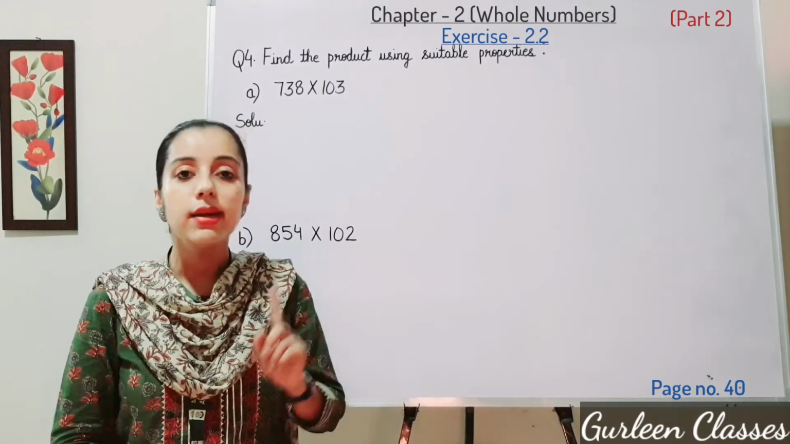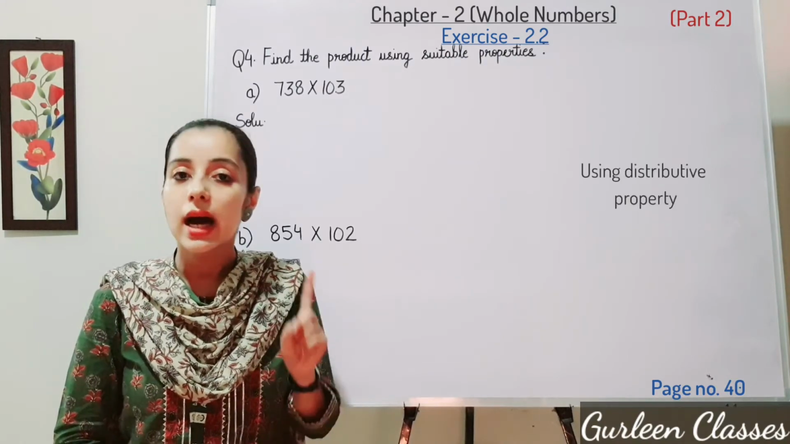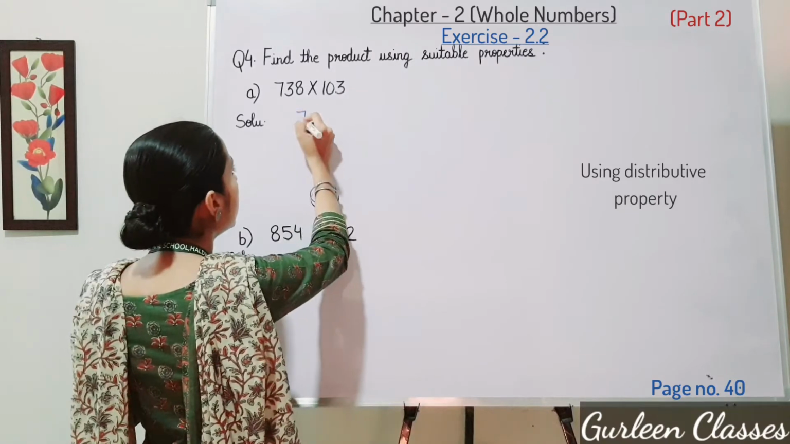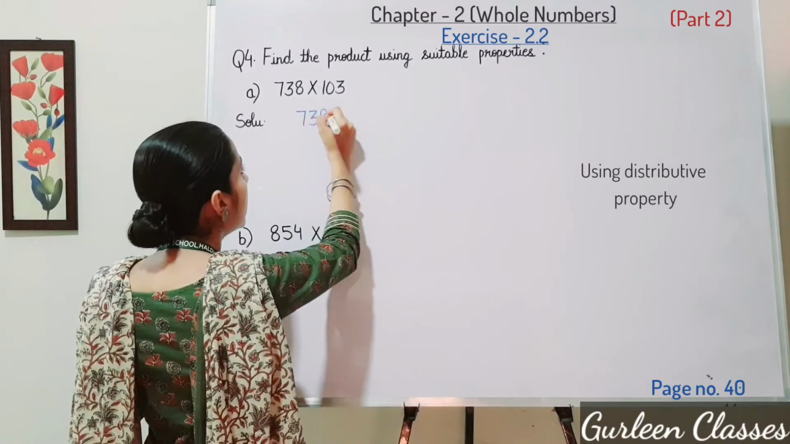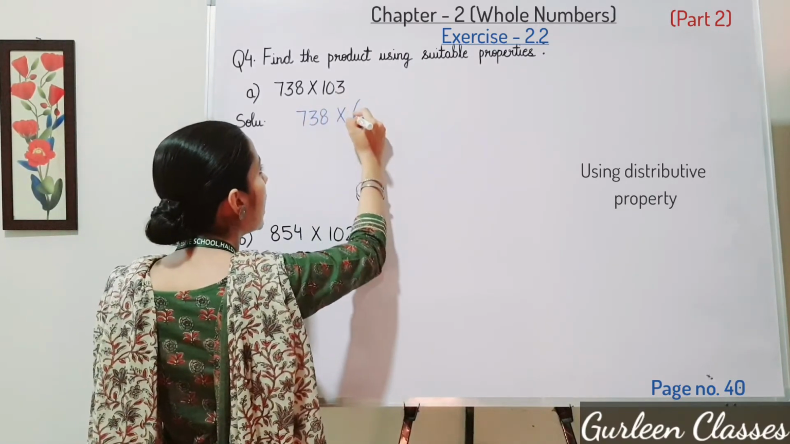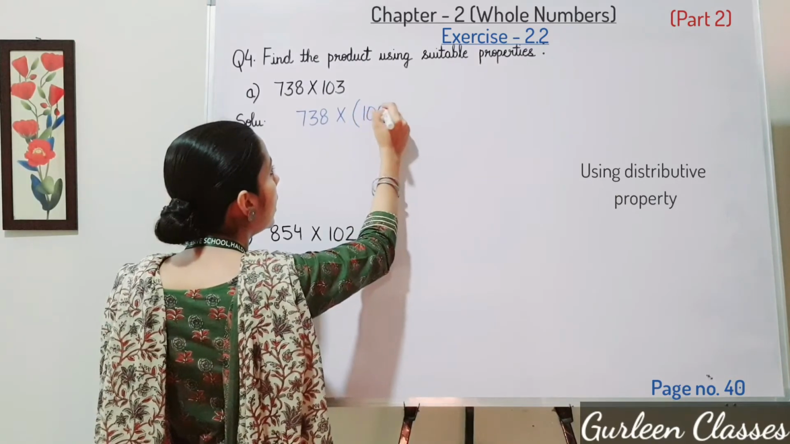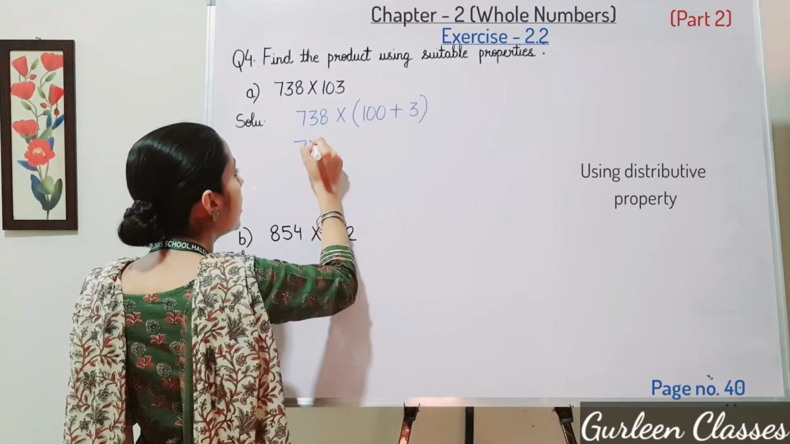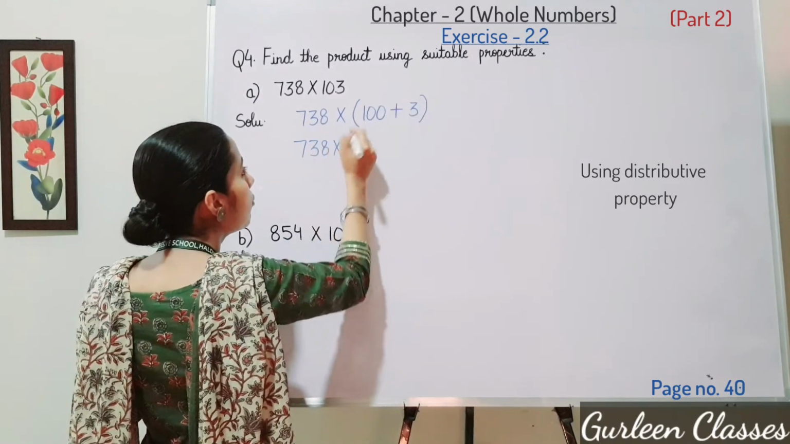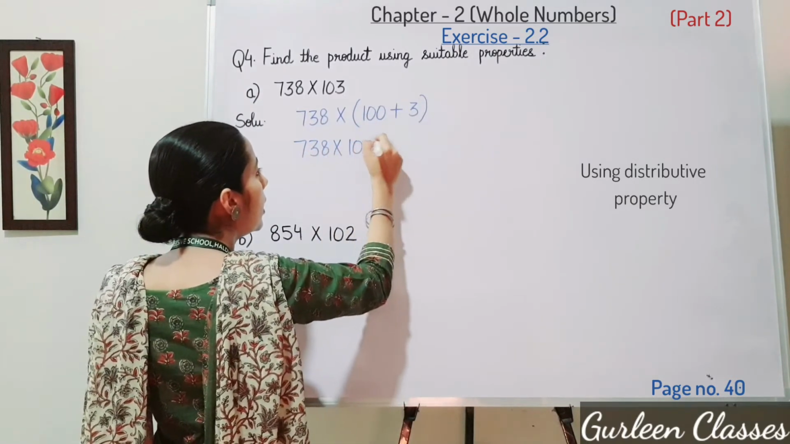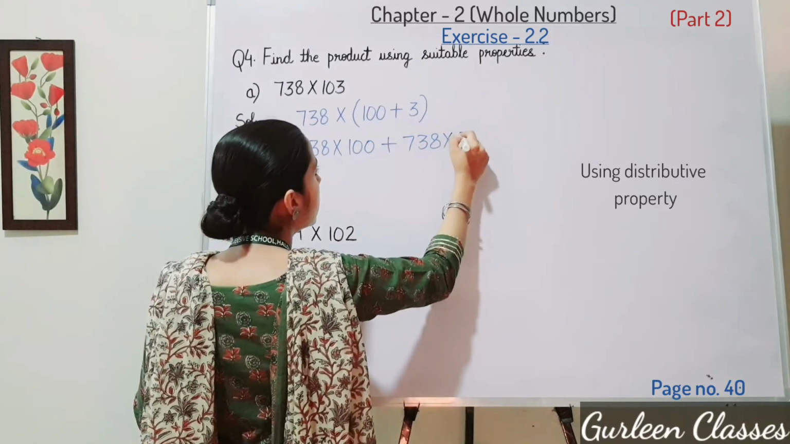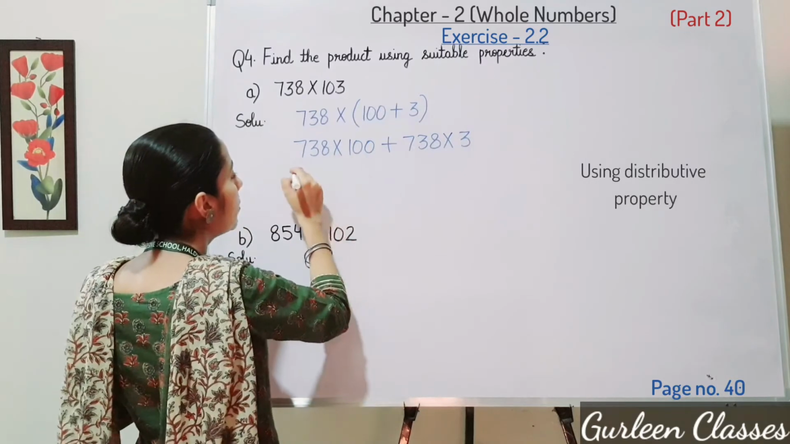So this 103 can be distributed as 100 plus 3. So let us write here, 738 into 103 can be distributed as 100 plus 3. So multiply 738 by the first number, that is 100, plus 738 by the second number, that is 3. So let us multiply.